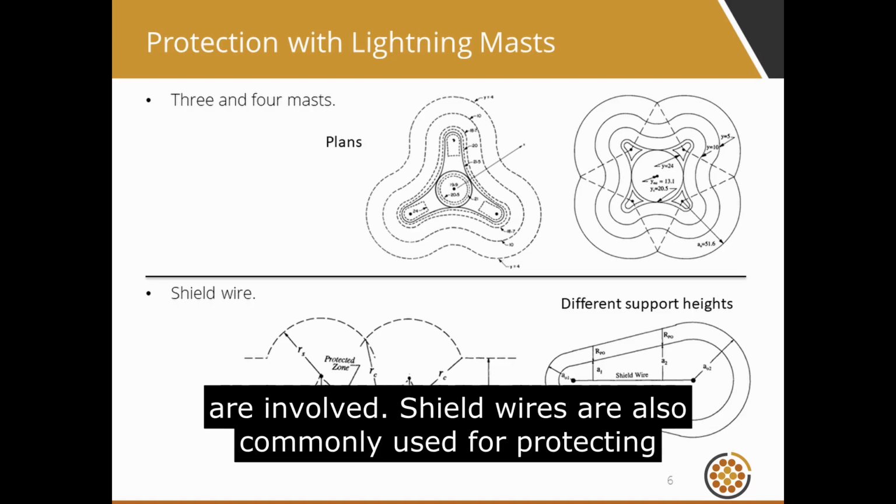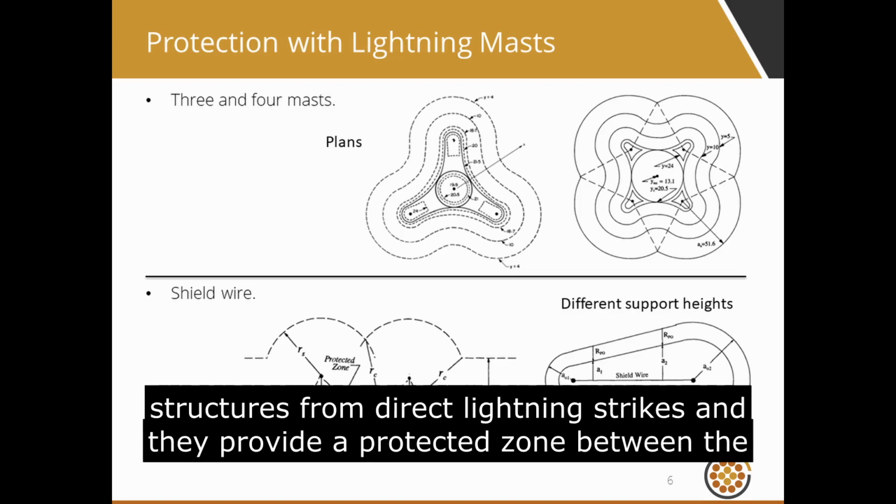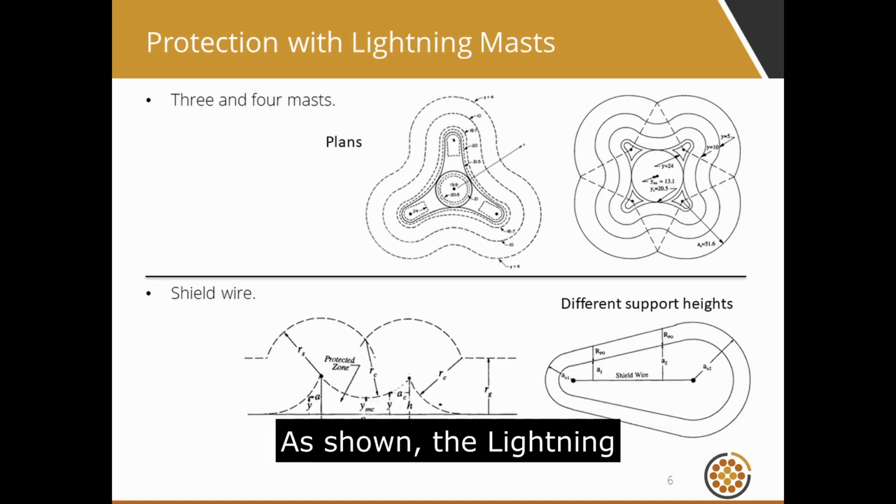Shield wires are also commonly used for protecting structures from direct lightning strikes, and they provide a protected zone between the support points as shown.